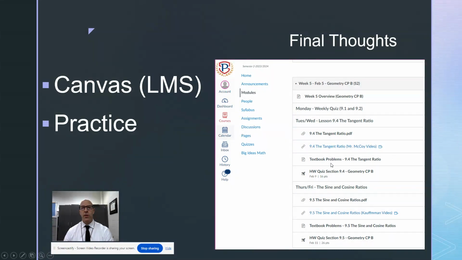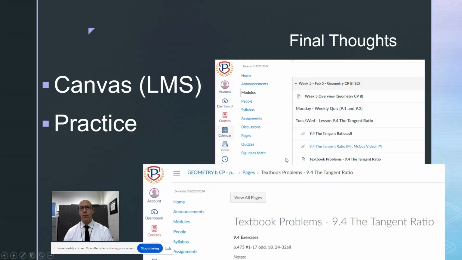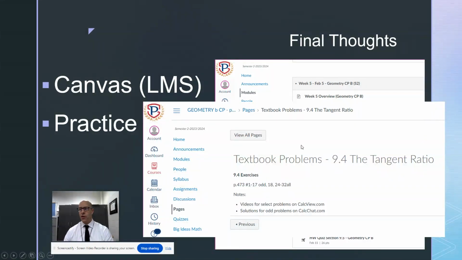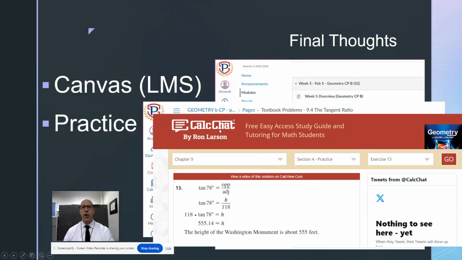So then what I would encourage them to do, just to make sure they've got it, is to do some textbook problems. So here are those problems. Now, maybe they look this up, and let's say they're doing problem number 13, and they're working on it, and they're like, oh, I'm not sure I'm doing this right. What can I do? Well, they could go to calcchat.com, and on calcchat.com, all the odd numbered questions have their answers with work shown.